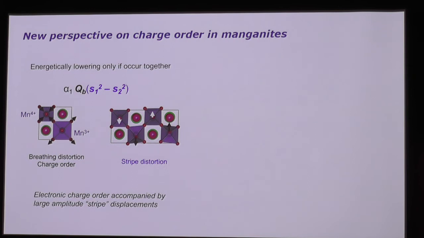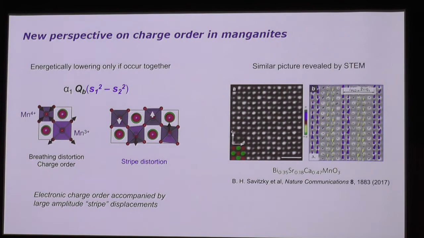For example, we've found that the breathing mode couples to the electronic charge order, which occurs together with this large amplitude set of stripe displacements. While we still need to understand some of the microscopic mechanisms of this, this is quite a different picture of the charge order state than is often discussed in the literature on charge orders, where the models typically focus just on electronic degrees of freedom and electronic instabilities. And interestingly, there's some recent work from Lena Kourkoutis' group at Cornell. They did some electron microscopy on a different magnetite, but they saw in the charge order phase actually a set of stripe displacements.